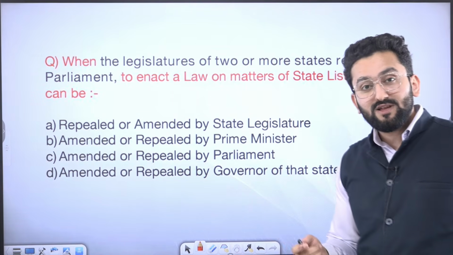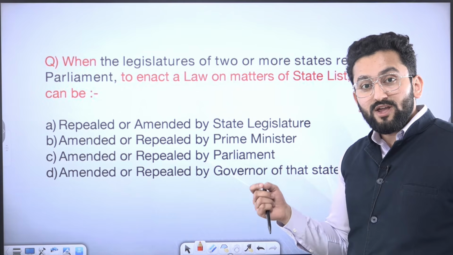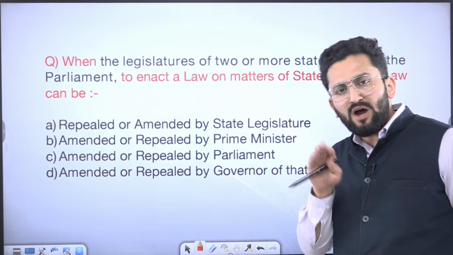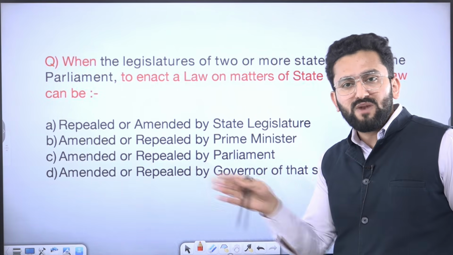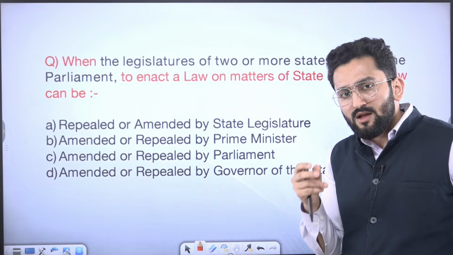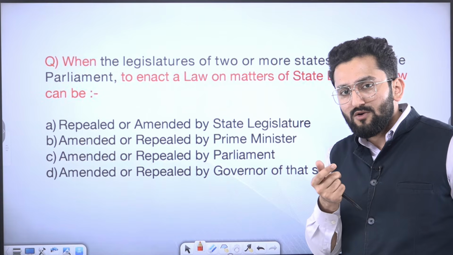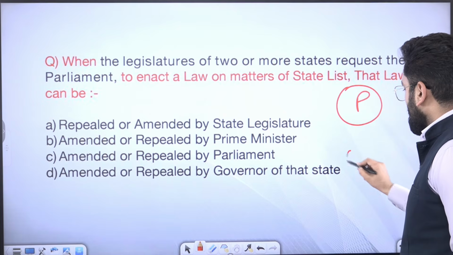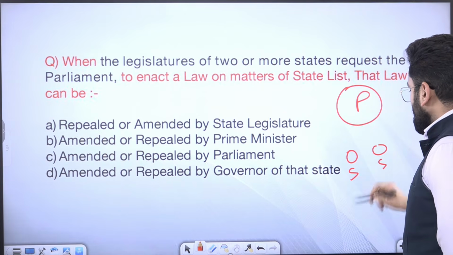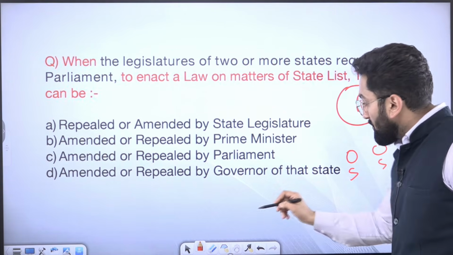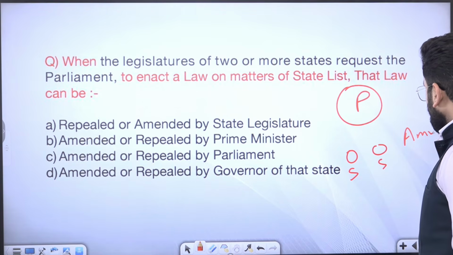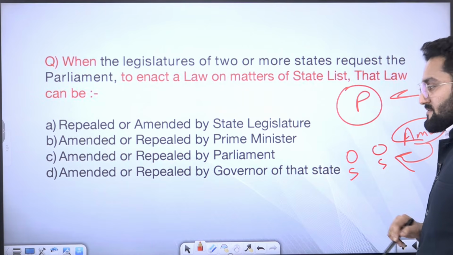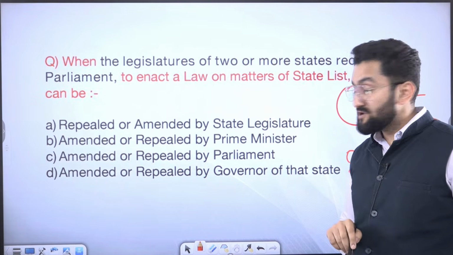This is a good question because in our discussion, when we are talking about the case of 2 or more states requesting Parliament, we just discussed that yes, Parliament can make law in this regard and this law will be applicable to these states. But what about the power to amend law, power to repeal law? If the law is made here and it is applicable to these states, now will the power to amend or change this law be with these states or with Parliament? Right, this is the question.